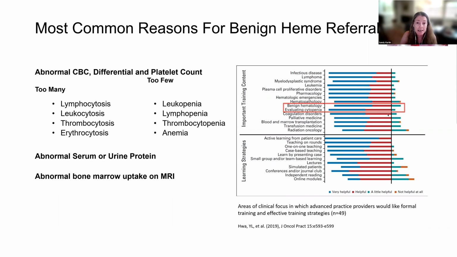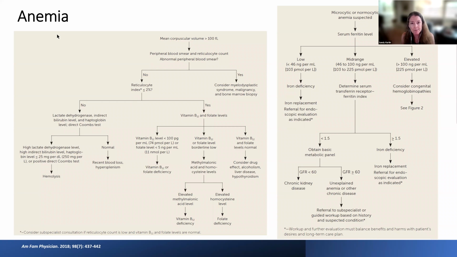And I would say 9 times out of 10, this ends up being a reactive process, but it requires evaluation. So let's start with anemia. When we look at anemia, we're going to say, are the cells too big, macrocytic, or too small, microcytic? And when we look at that, we look at an MCV. And so if it's over 100, we're going to begin to question, could this be an underlying process?